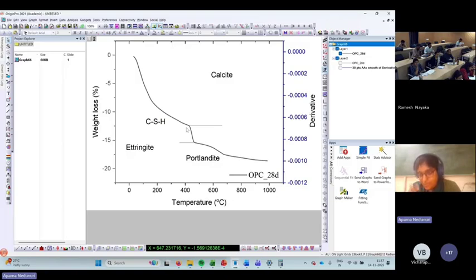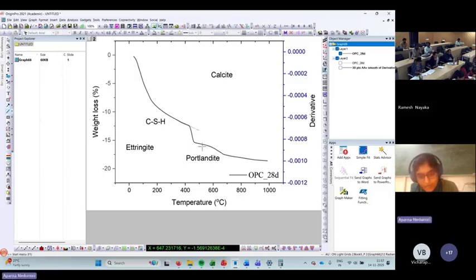So each weight loss does not correspond to the dehydration of one particular phase. It is the dehydration of several phases. Now we have to decouple it to understand the amount of Portlandite that is present. To do that, we'll adopt the tangential method. In the tangential method, instead of taking a vertical straight line, we'll take a tangent.